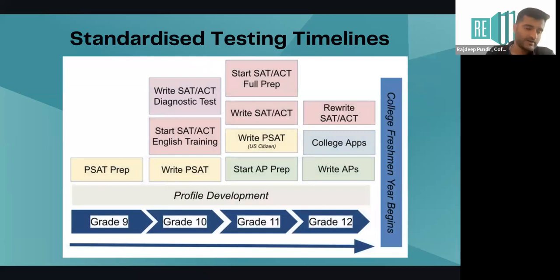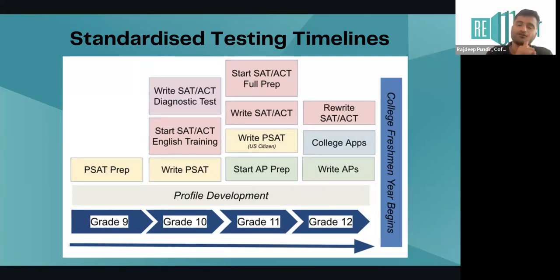Now, with that, I know advanced placement in itself is a huge topic. If somebody wants to know a little bit more about this, feel free to reach out to us. We'll be happy to sit with you one-on-one individually and help you understand a little bit more about the AP exams. Now, let's try and understand the testing timelines. I think that is super critical.